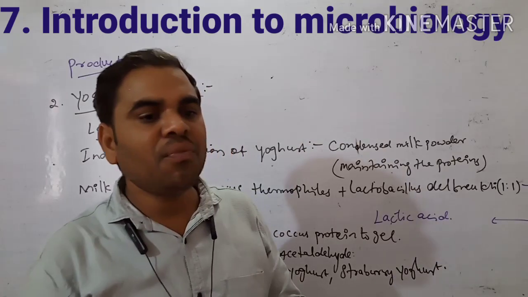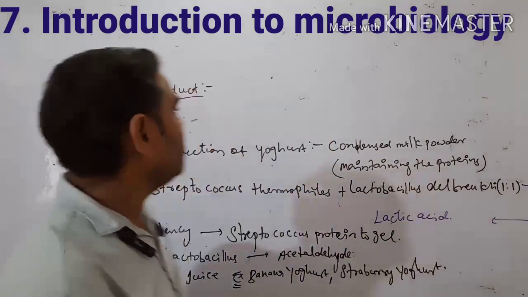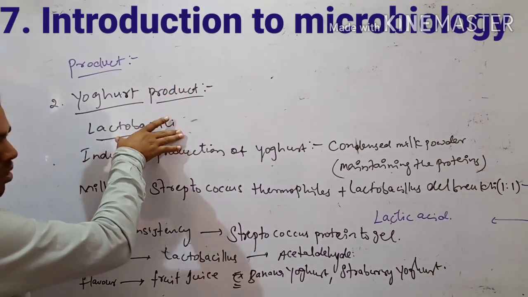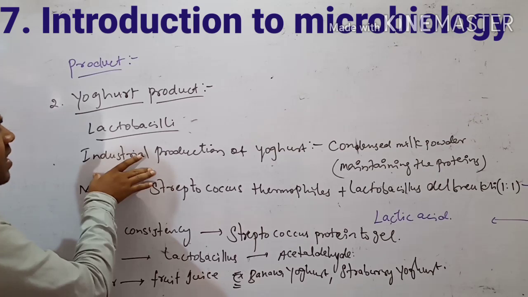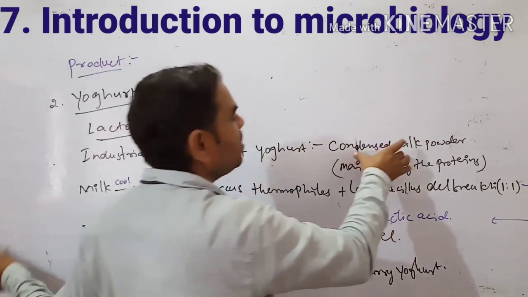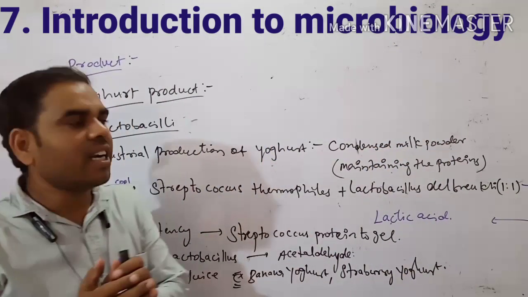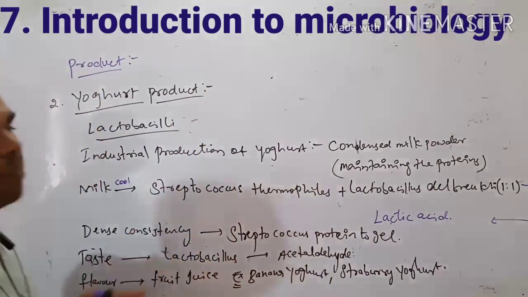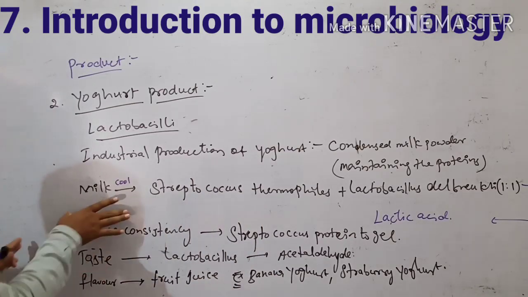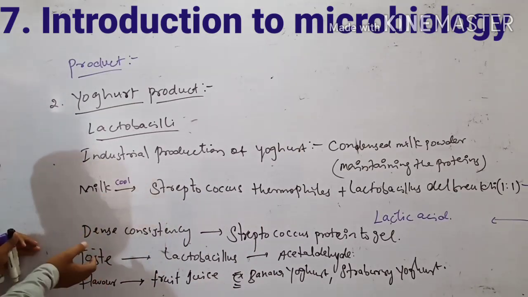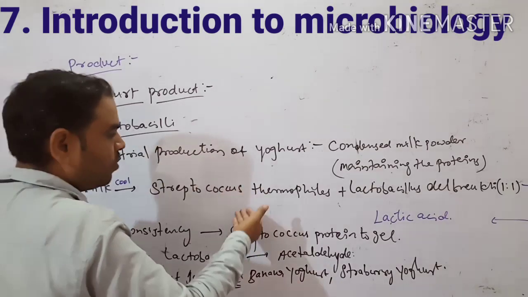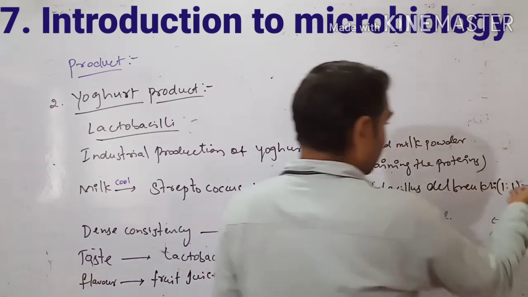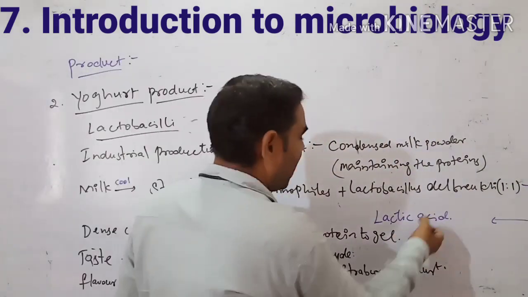See, this is how it is formed. First we take the yogurt product. We add Lactobacillus bacteria, and in the industrial production of yogurt we take condensed milk powder, maintaining the proteins in that product. We take the milk, boil and cool it, and add Streptococcus thermophilus and Lactobacillus delbrueckii, 1:1, and it forms lactic acid.